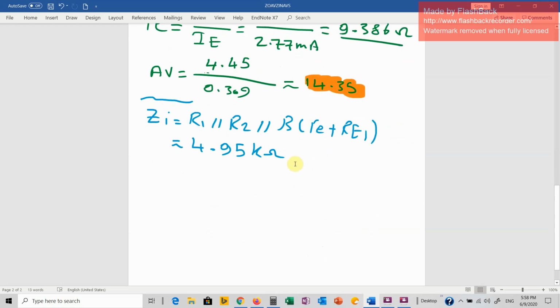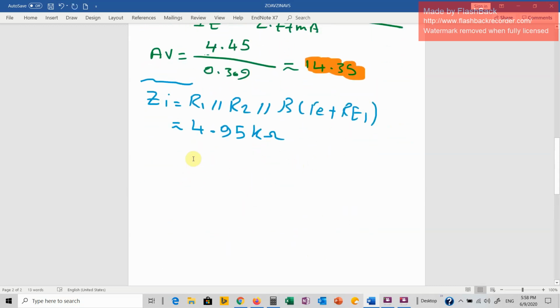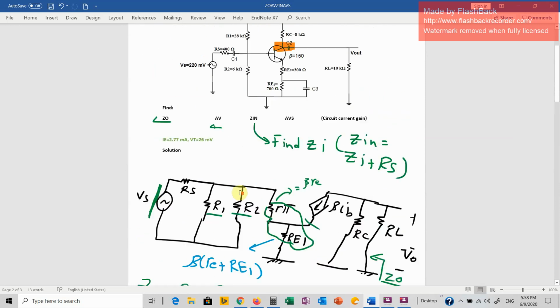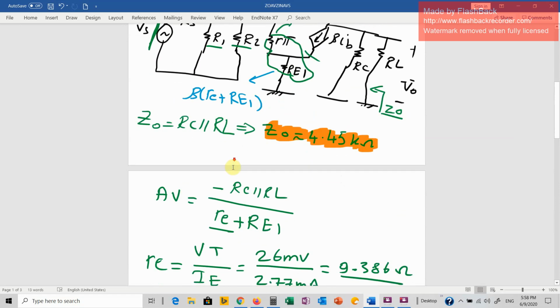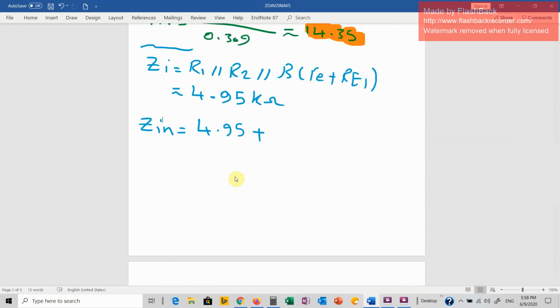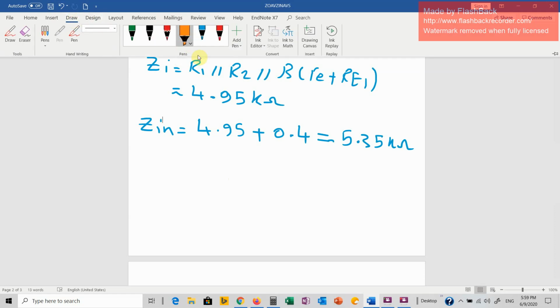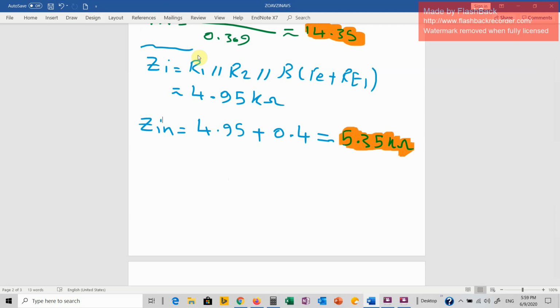I'm looking for Zin. So Zin is going to be 4.95 plus 400, right? Because you can see Zi plus Rs. Rs is 400, so plus 0.4 kilo ohm, and approximately it is equal to 5.35 kilo ohm. So that is the input impedance.